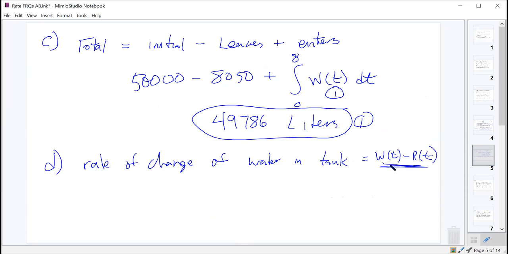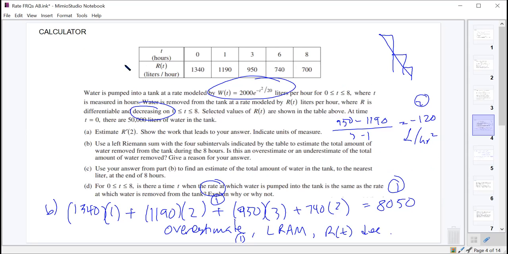Oh, sorry, W minus R. We need W minus R to equal 0. Right? Well, it's hard for us to figure out if that's ever true because we're not actually given a function for R. We're just given selected values of it. But we could determine potentially that W minus R at some point was positive and at some point was negative. And if W minus R was positive at some point and then negative later on, or vice versa, then we would know that sometime in between, because they're both continuous functions, it must have been 0 by the intermediate value theorem.